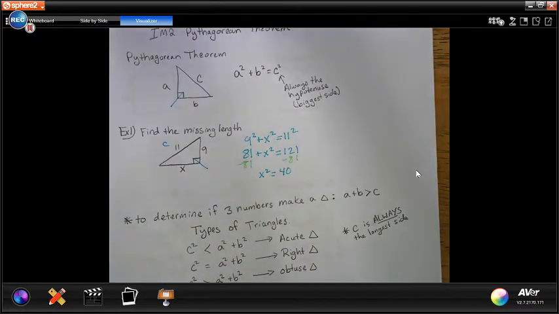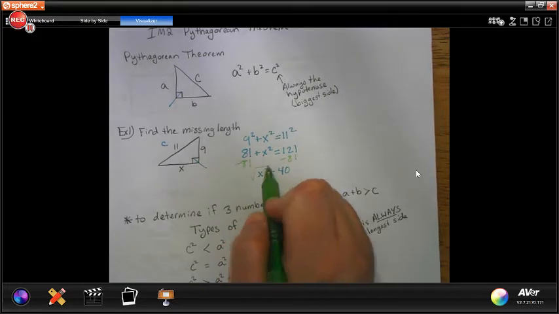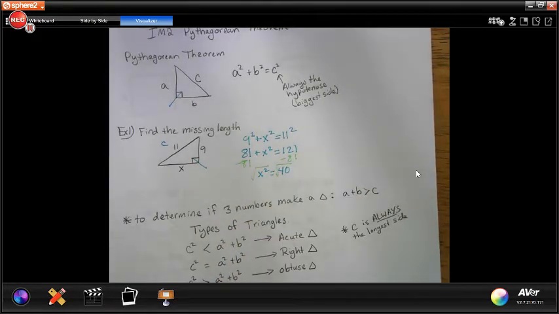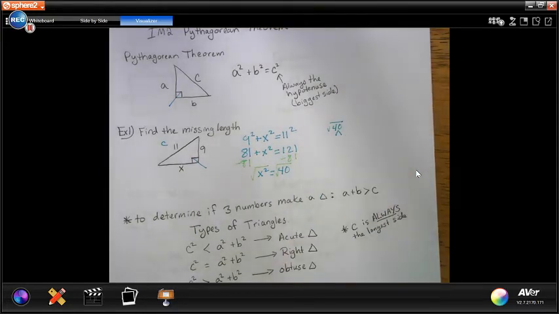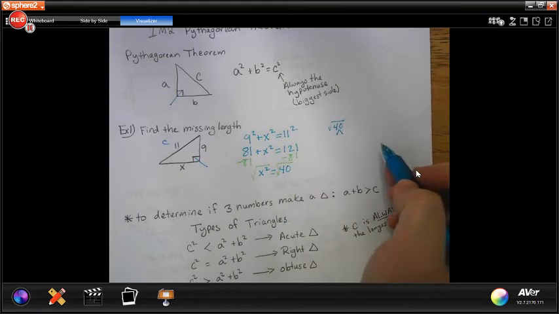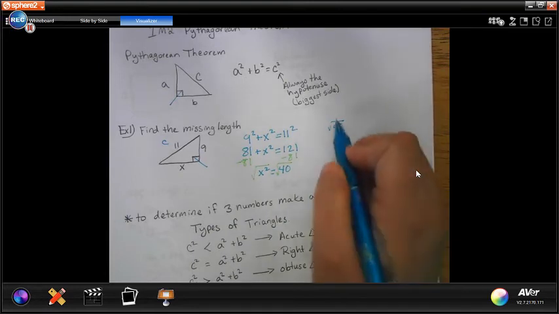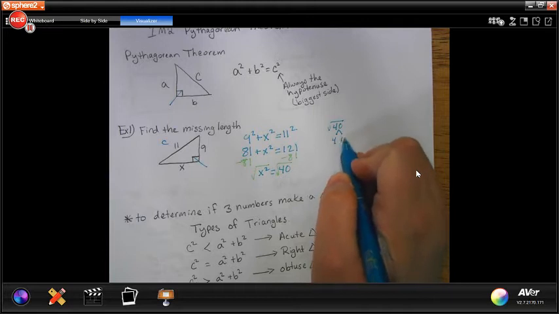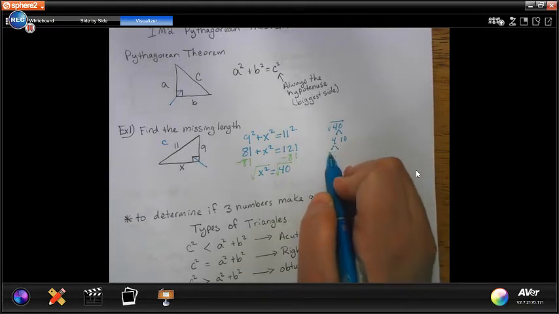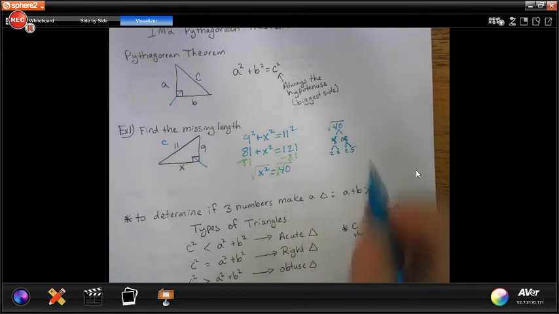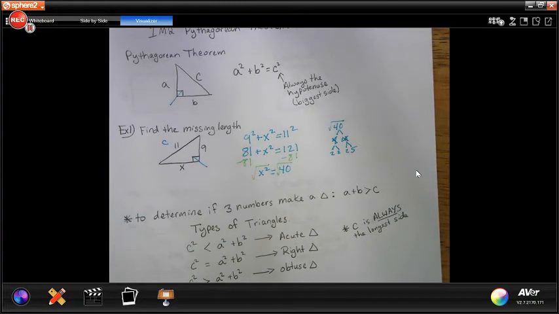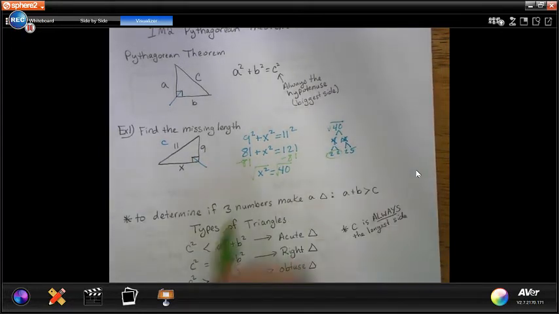Okay. Since x is squared, we get to do the square rooting on both sides. Now, 40 is not a perfect square. 36 is, but 40 is not. 49 is, but 40 is not. So we have to break it down and see if anything breaks out of the radical. So I have 4 times 10. 4 is 2 times 2. 10 is 2 times 5. I've used them, so I cross them out. I have a pair of 2's right here.